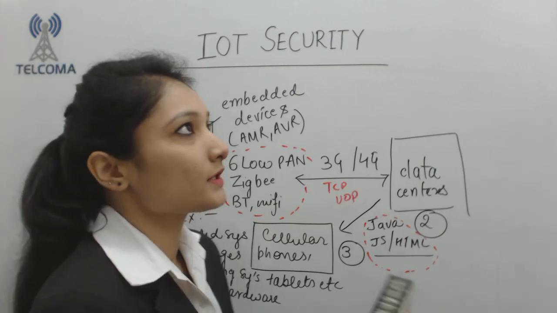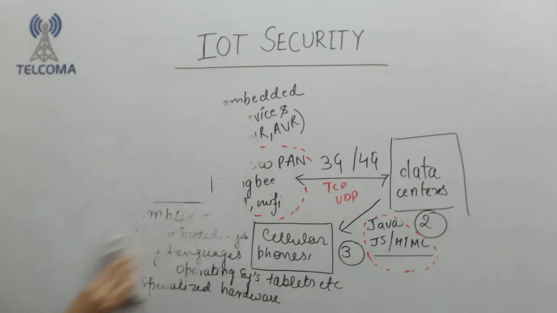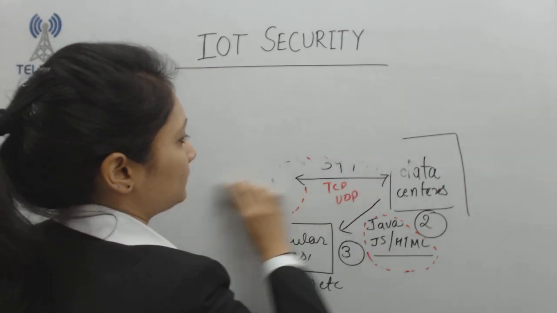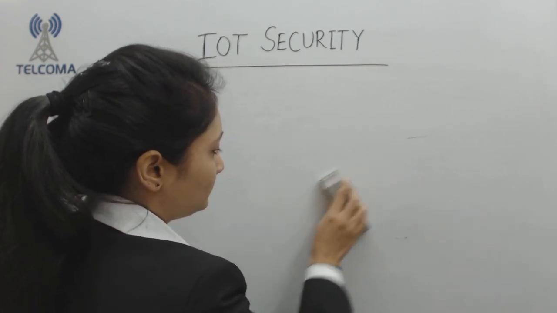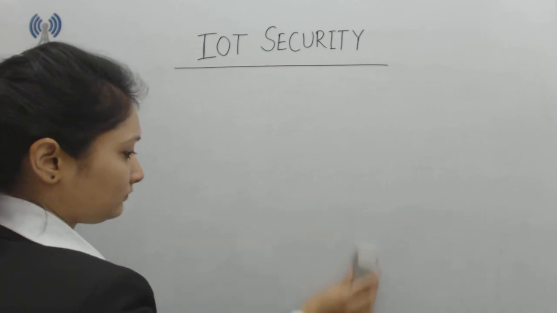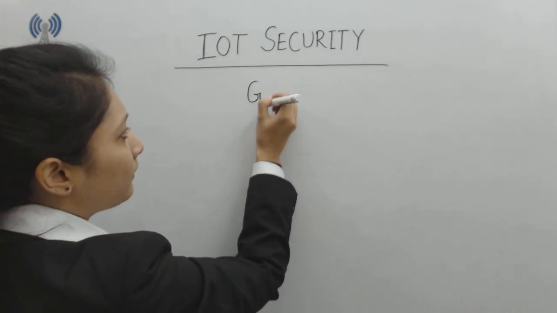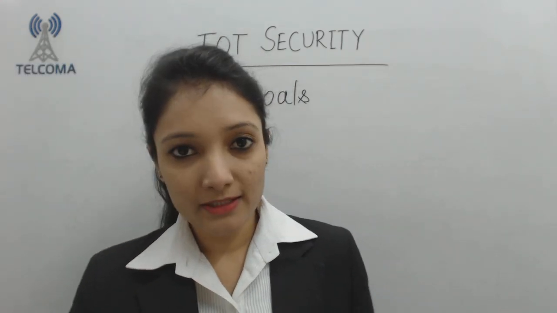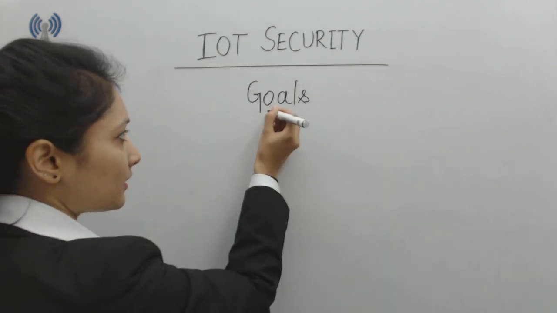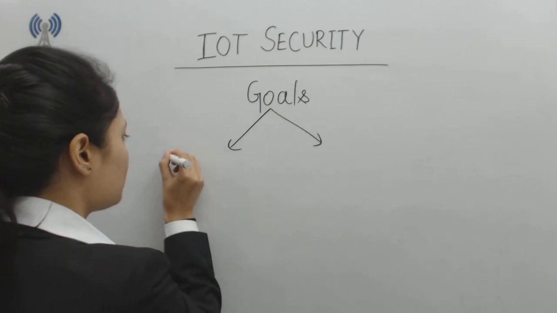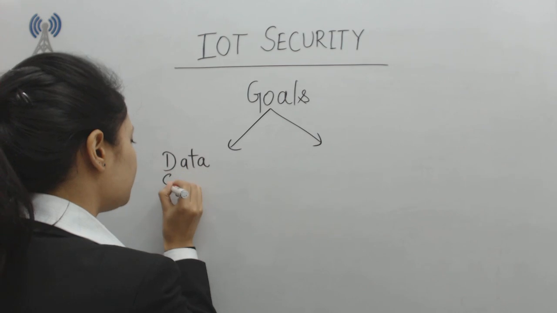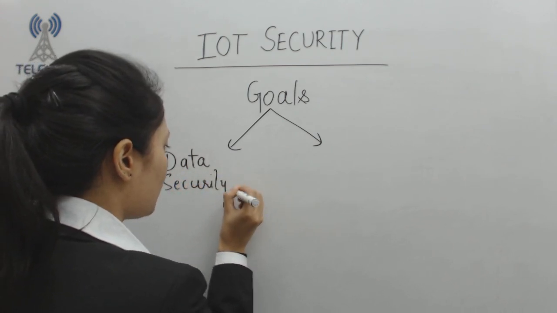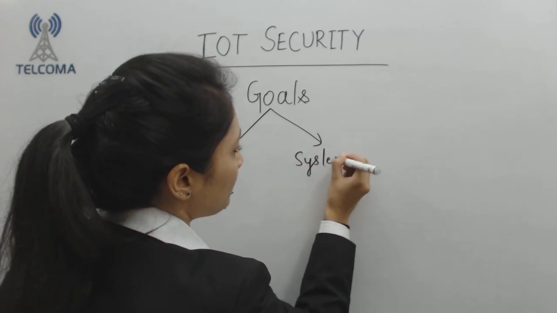So what are the goals of security in the Internet of Things? The goals of security in IoT: we need to secure the data and the system. That means we have data security and system security.